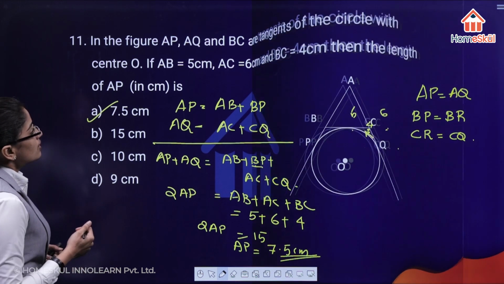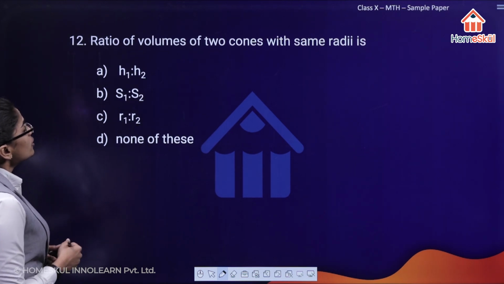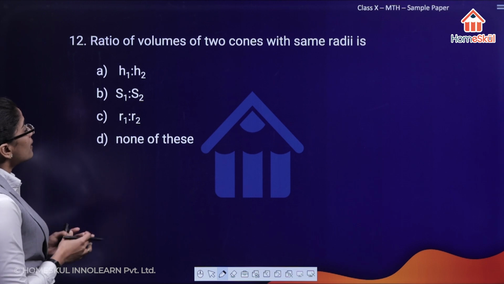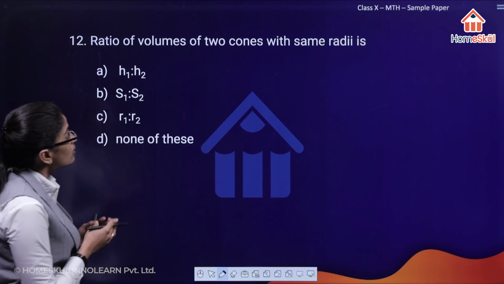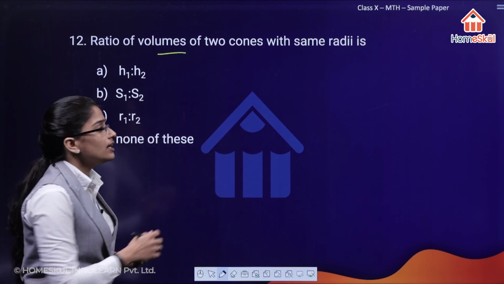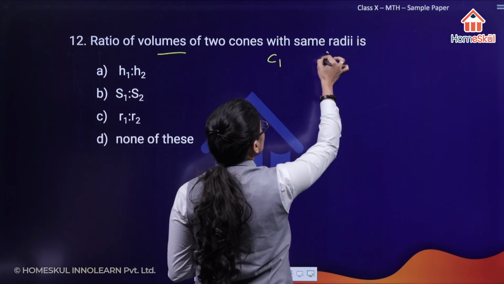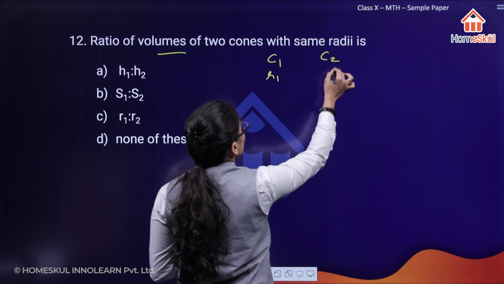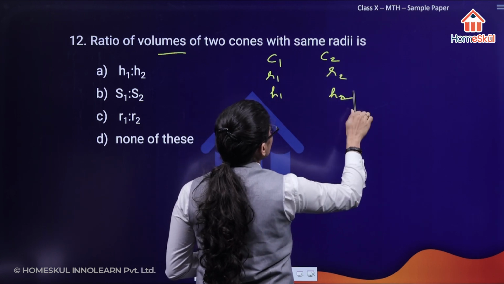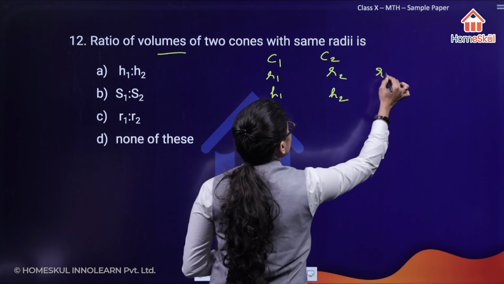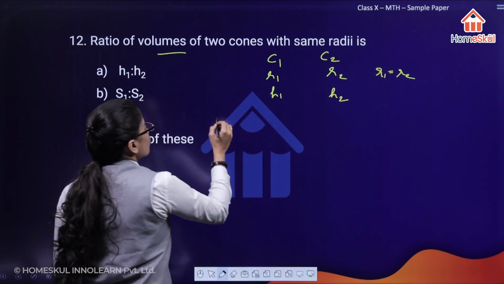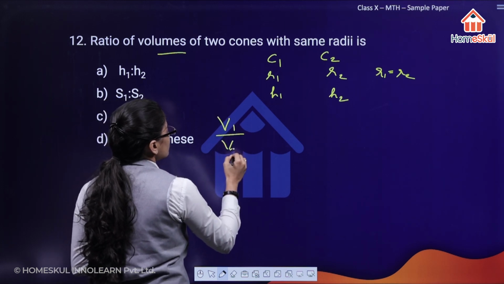Okay. 12th question. The ratio of volumes of two cones with same radii. Here, we need to take the ratio of volumes of two cones with the same radii. So, consider two cones C1 and C2. Their respective radii will be R1 and R2 and heights will be H1 and H2. Okay. Here what all things are given? Radii are same. That is R1 is equal to R2. It is given. Okay. Volume of first cone to that of second cone.